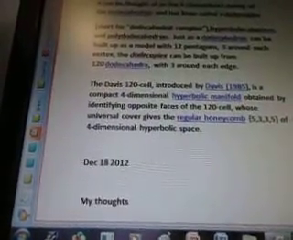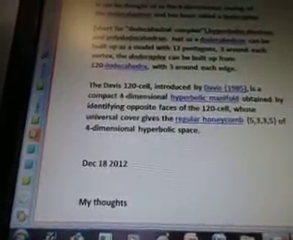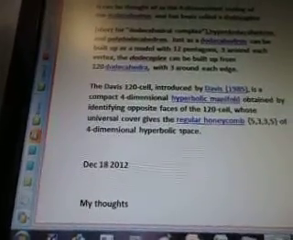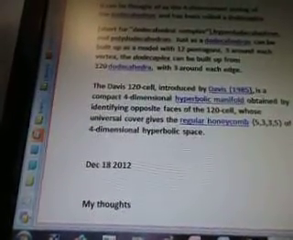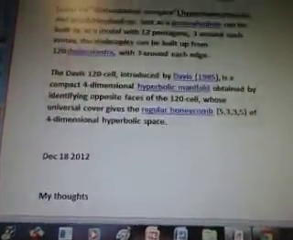The Davis 120 cell, introduced by Davis 1985, is a compact four-dimensional hyperbolic manifold obtained by identifying opposite faces of the 120 cell, whose universal cover gives the regular honeycomb of four-dimensional hyperbolic space. Okay.